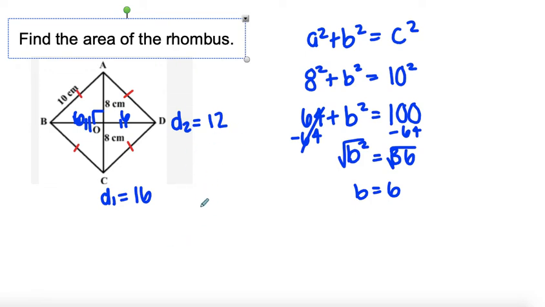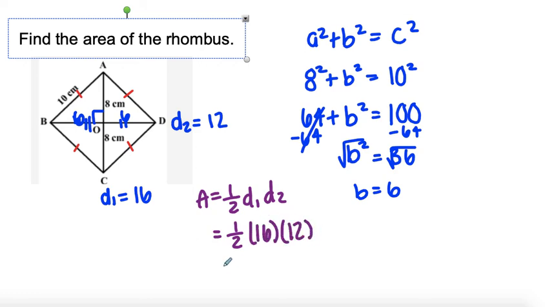Now that I have both diagonals, I can plug that into this formula. So I have 1/2 times d1, which is 16, times d2, which is 12. Well, 1/2 of 16 is 8, and then 8 times 12 gets me 96.